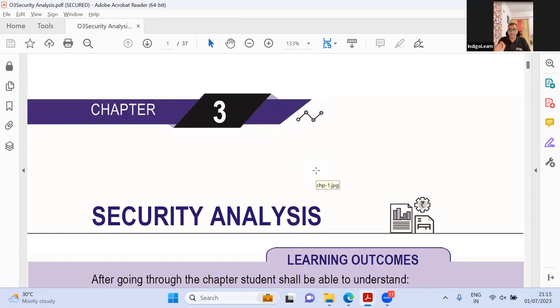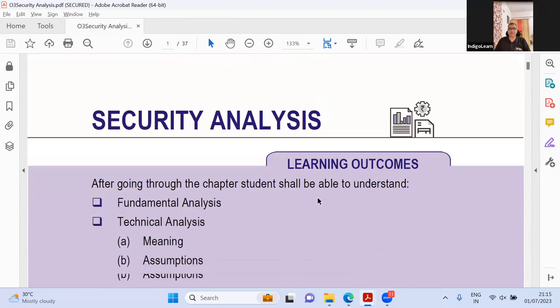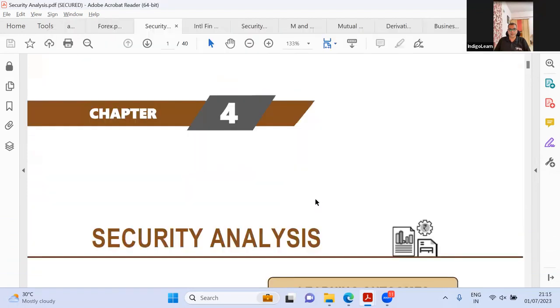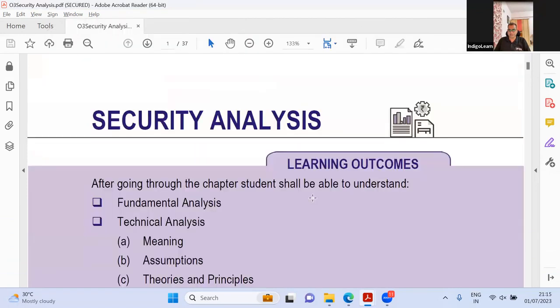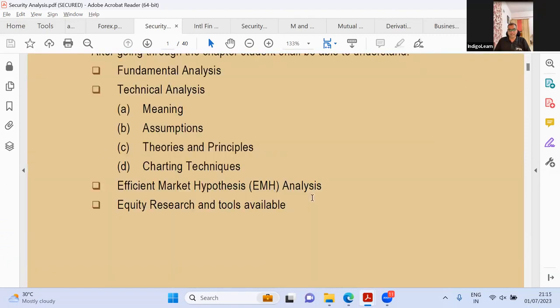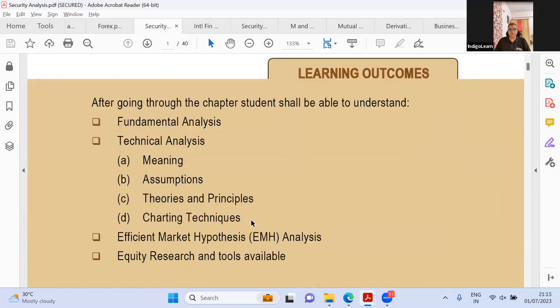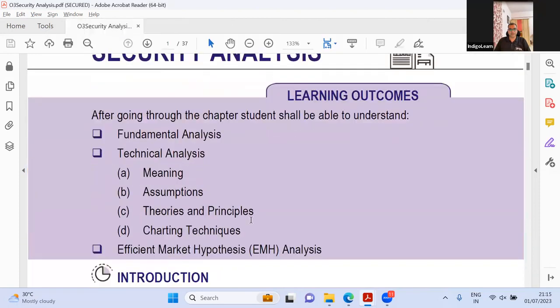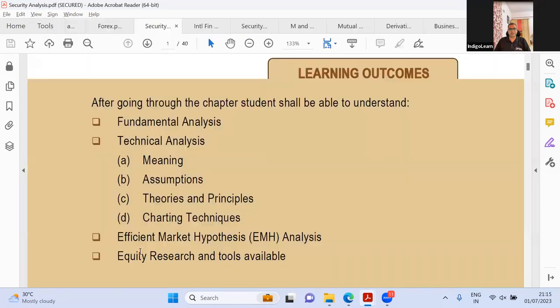We'll get to that. But first, let us compare these two chapters, security analysis, what changes actually happened. 40 pages versus 37 pages. I will scroll through quickly. I'll not spend too much time because we have 14 odd chapters. Let us see what all they have taught. Fundamental analysis, technical analysis, efficient market hypothesis, and here they have something called equity research and tools available.